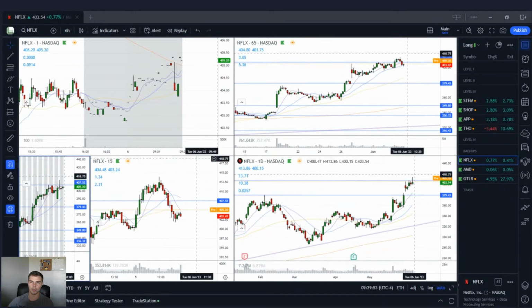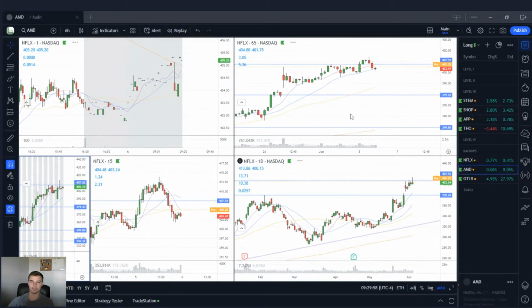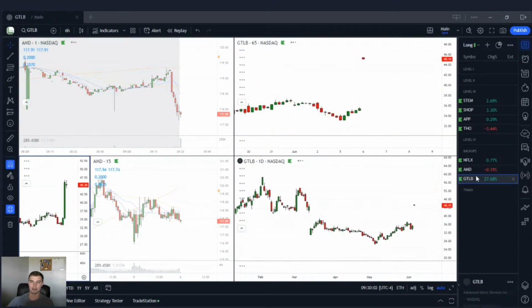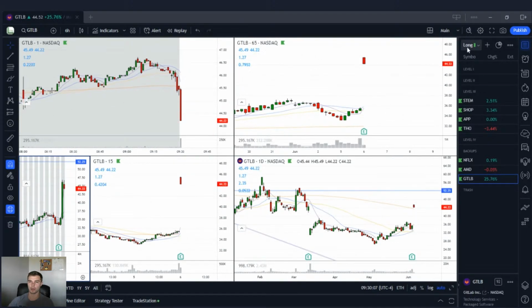Netflix, kind of a pseudo hourly buy setup. AMD, kind of the same sort of thing. Maybe it goes higher. And this GitLab, it gapped up like 30%, so probably not going to be able to go long on that.